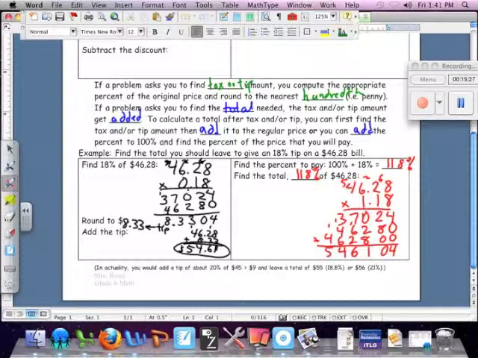Again, swoop, swoop, swoop, swoop. We're going to round it to the nearest penny to get that same $54.61.